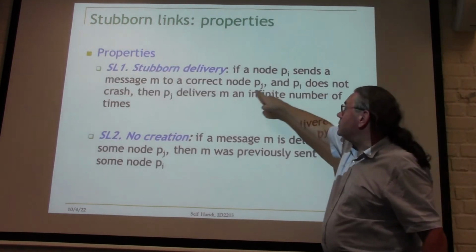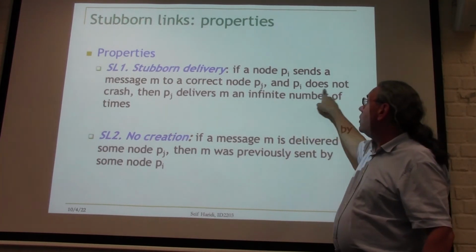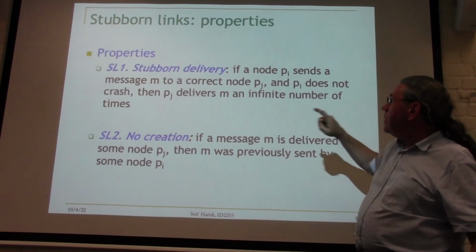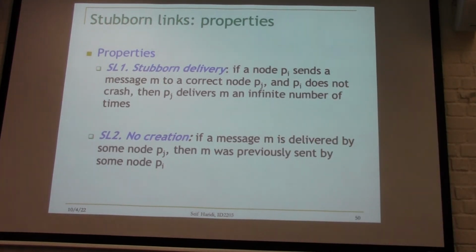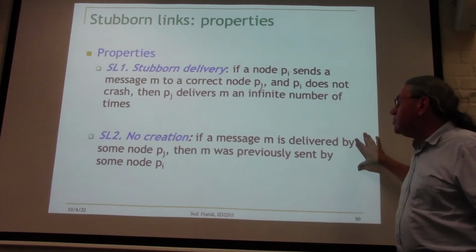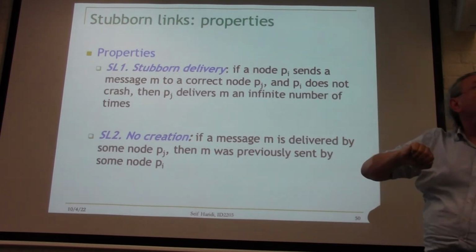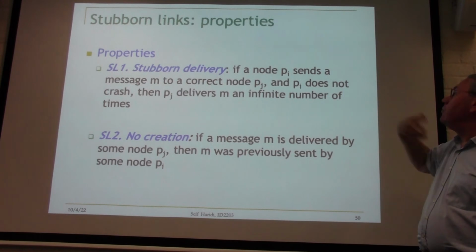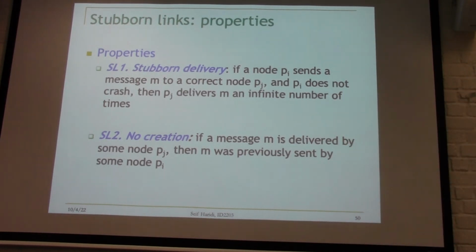If a node PI sends a message M to a correct node PJ, and PI does not crash, they're both correct, then PJ delivers M an infinite number of times. So it keeps repeating over and over again. And the second one is no creation. There's no finiteness here. It keeps going over and over again. It's stubborn.